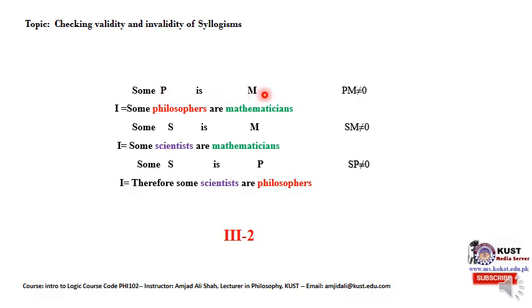So some P is M, so it means we have already discussed about this process, how some P is M is equal to Pm is not equal to 0. How it is diagrammatically represented. In the previous lecture, we had a great deal of discussion about this method. So some S is M, Sm is not equal to 0. Therefore, some S is P, Sp is not equal to 0. Now, this argument is actually in standard form. By standard form, we mean when the major premise appears first, then the minor premise, and then the conclusion.